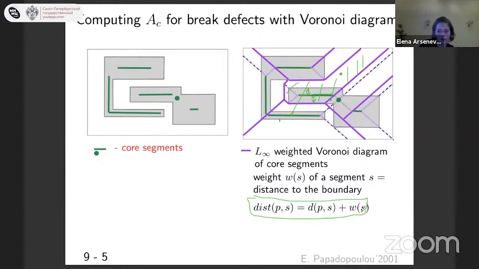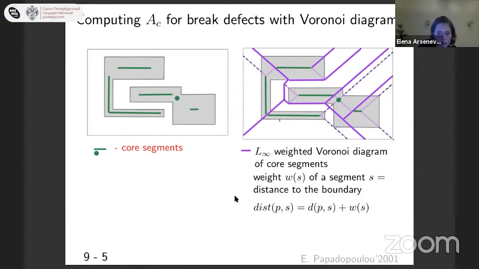and omega of s is the weight of s. So in order to calculate a distance from myself to a segment, I calculate first the real L infinity distance, and then I add its weight. So why is this good for us? This is an additively weighted Voronoi diagram because I'm adding the weight of the site when calculating the distance. So why is it good?